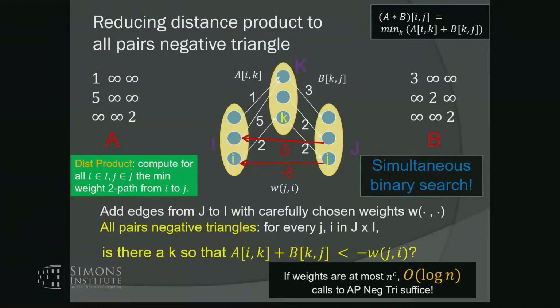Sorry, so in the distance product instance, you're using integers 1 through n and infinity? Those are the range of entries that you're using? Yes, that's what I'm using.